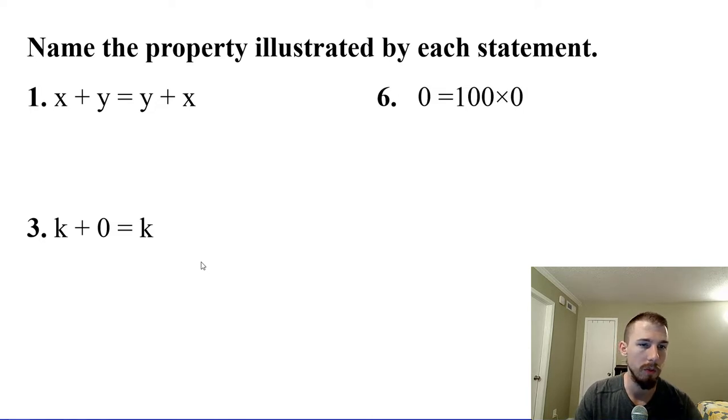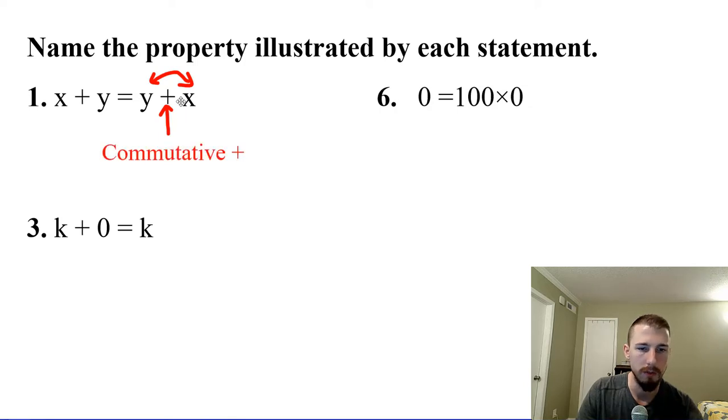Look at number 1. On this one, we have x plus y is equal to y plus x. Notice what is changing from this side to this side. The only thing that's changing is we're switching the order, and we're switching the order about a plus sign. So what would we call that? That would be the commutative property of addition, because it's about the plus sign.